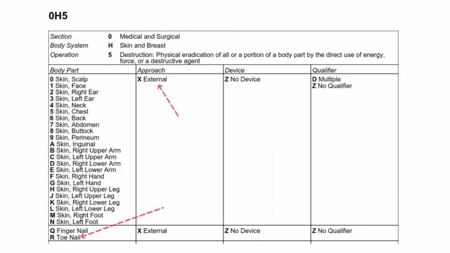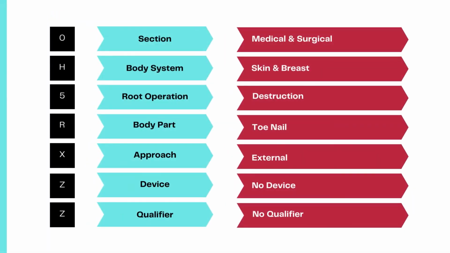Now, this is the corresponding table that shows the second procedure of electrocautery ablation of the nail matrix. Section is medical and surgical. Body system is skin and breast. Root operation is destruction. Body part is toenail again. Approach is external. No device for the sixth character. And the qualifier is Z, which denotes no qualifier. So the code for the destruction of the toenail matrix is 0, H, 5, R, X, Z, and Z.